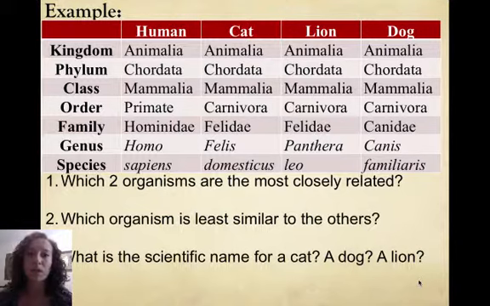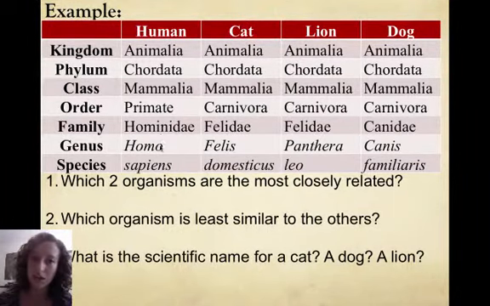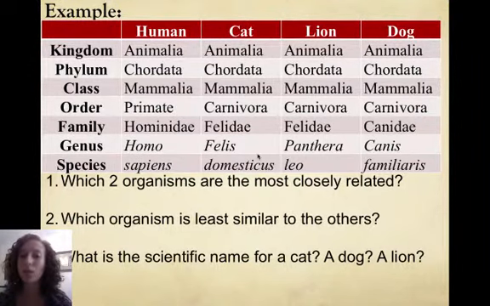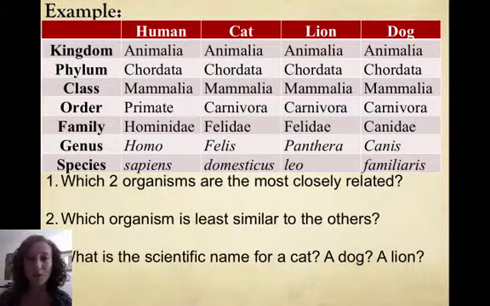In these examples, such as human, cat, lion, and dog, you can again see their entire classification, and at the bottom is their genus and species. So looking at these, which two organisms are the most closely related? Pause the video and see if you can figure it out. Now the two most closely related are the cat and the lion.